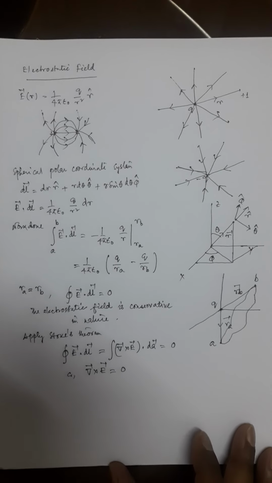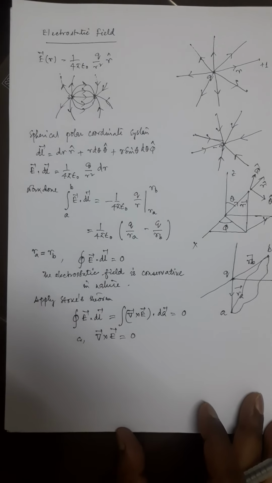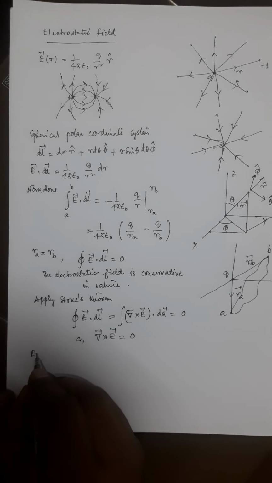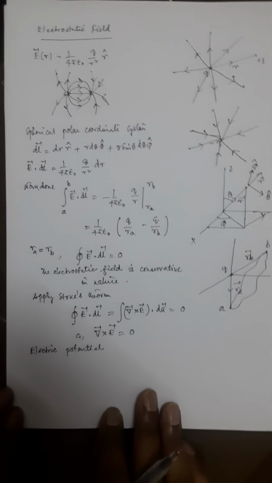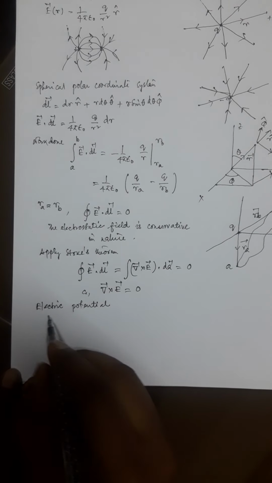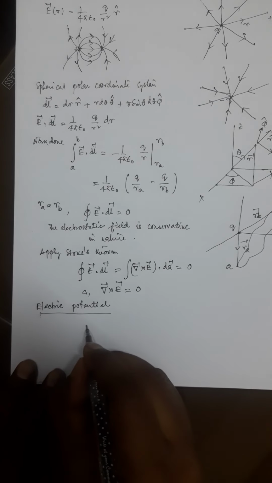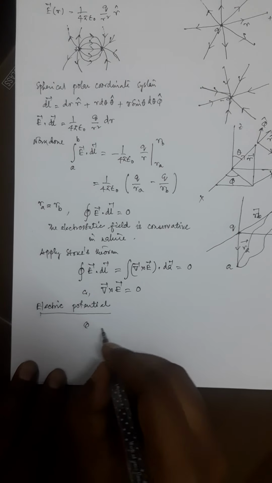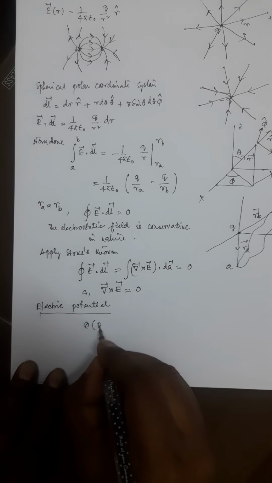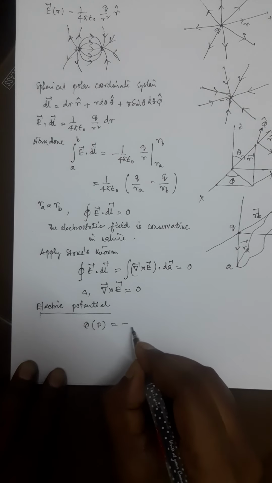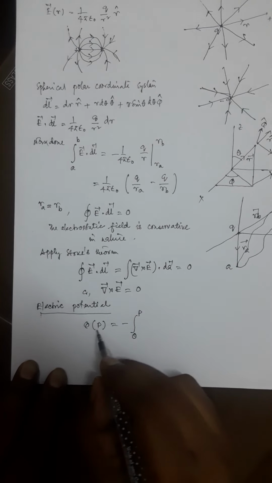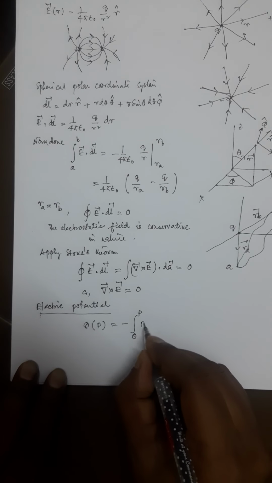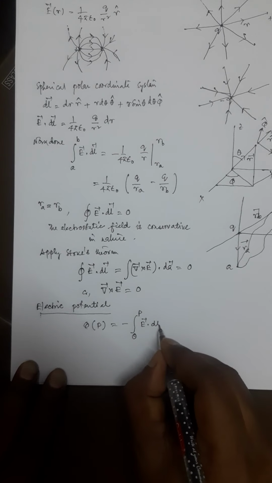Next, we shall define another function which is called the electric potential. And we define the electric potential in this way. Electric potential is phi. At any point P, the electric potential is defined as minus integration from a standard point O to the particular point where we have to determine the electric potential. So it will be minus integration E dot dl.